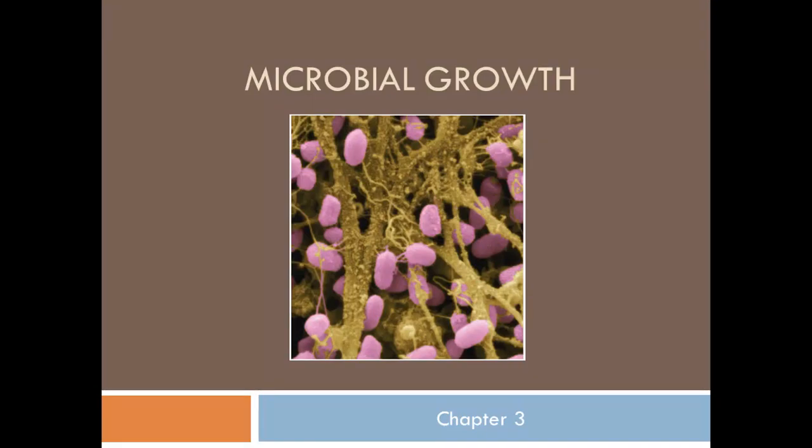Chapter 3, Microbial Growth. Microbial growth is an increase in the population of microbes. That means the increase in the number of cells rather than an increase in size. So usually when we say someone's growing, we're looking at how they're growing in size. But in microbiology, we look at the increase in the number of cells.